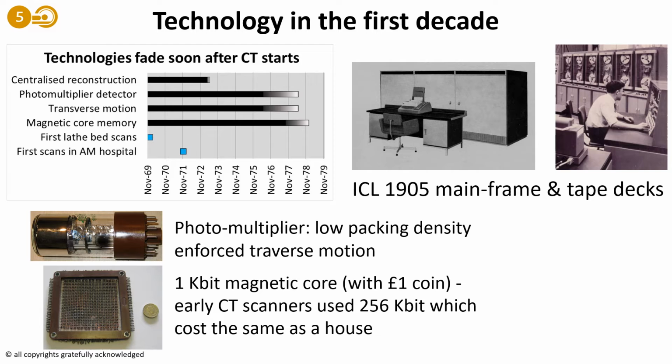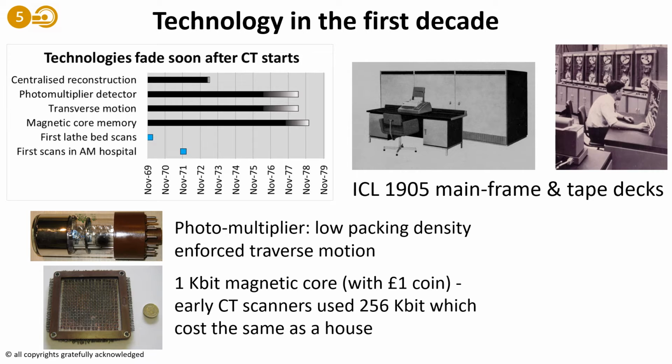The second bar, in fact the second two bars, are related because the photomultipliers implied the transverse motion, as we've discussed previously. And they faded out in around 1978 as better detectors became available and compatible with the performance needed for CT scanning.